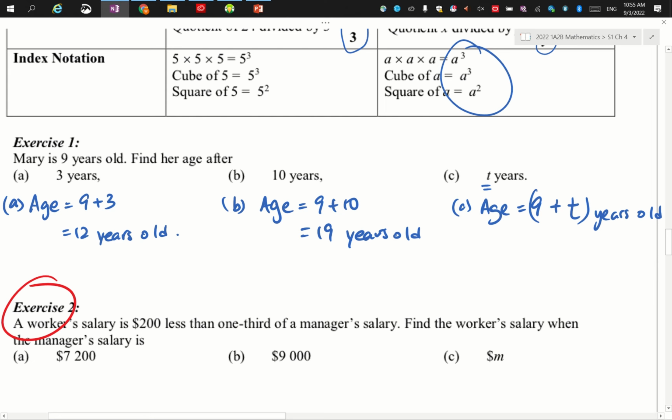But if I ask you, how tall are you? You cannot tell me I am 164. 164 what? You have to include the units, alright?